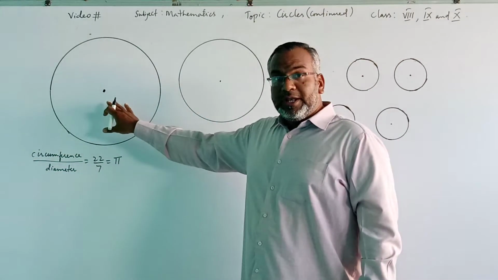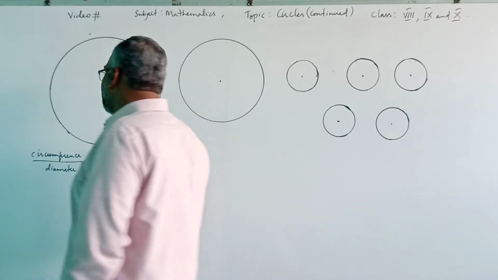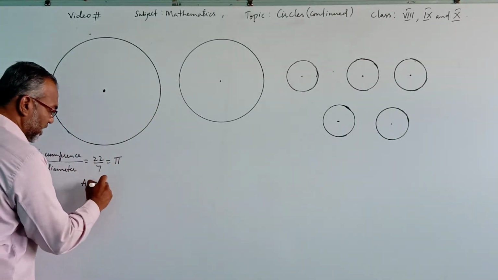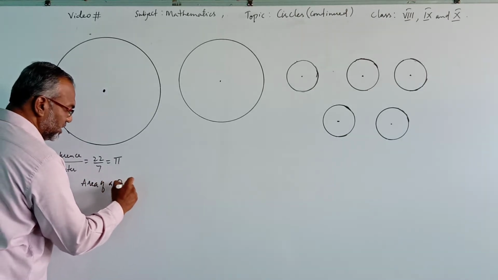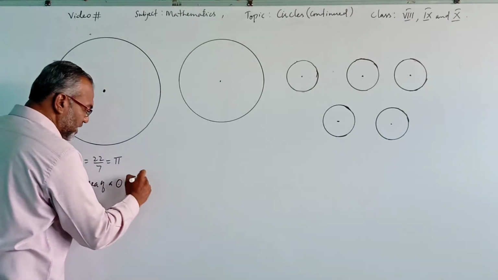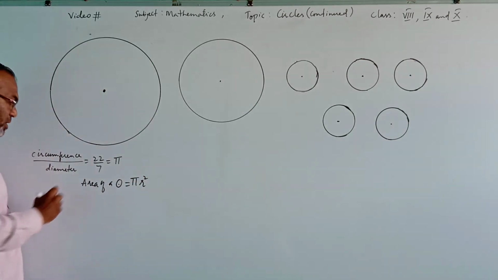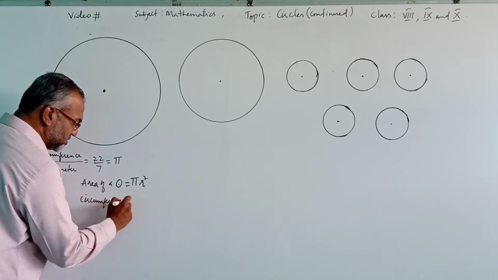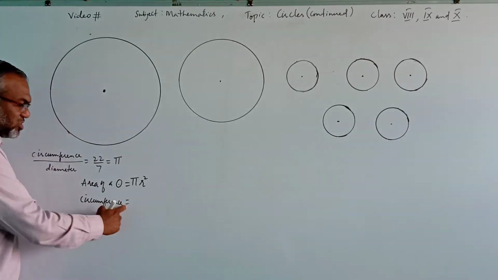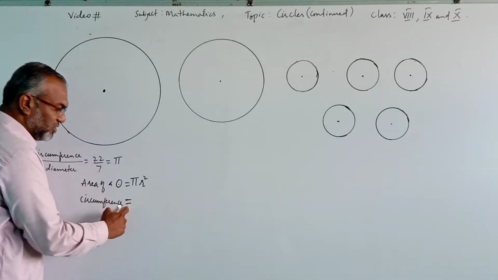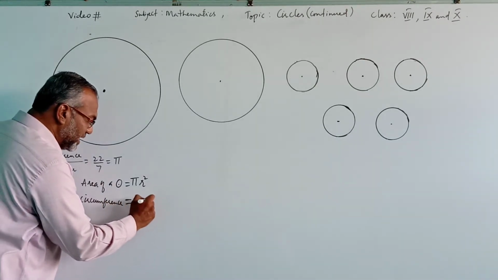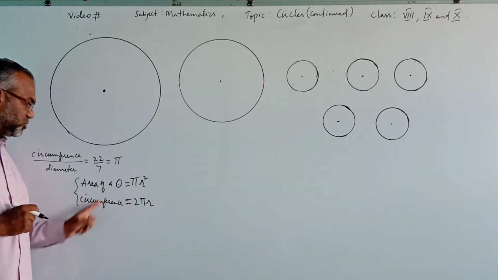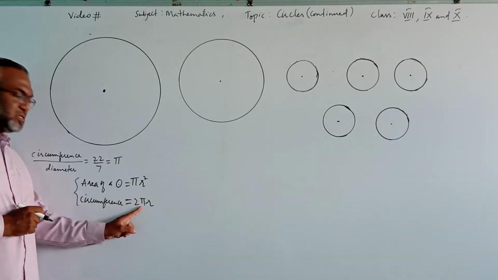Okay. Now today I will discuss formulas. Area of a circle is pi r square, and circumference of a circle is always equal to 2 pi r. These are two important formulas. Using these formulas we can find area and circumference.